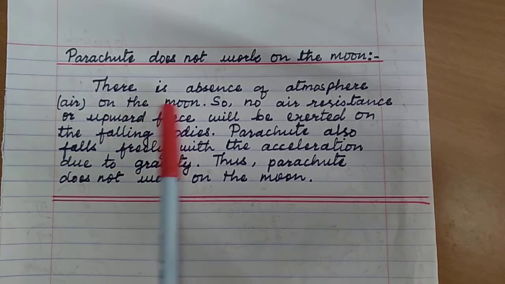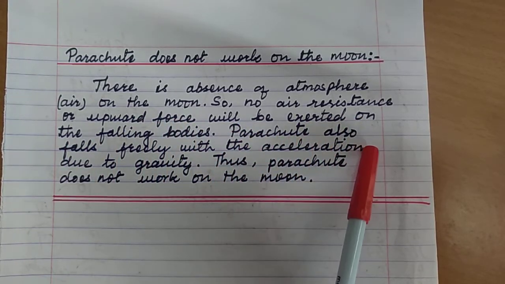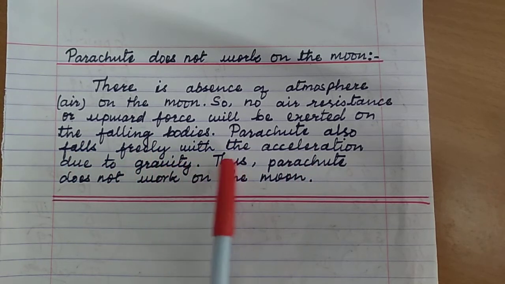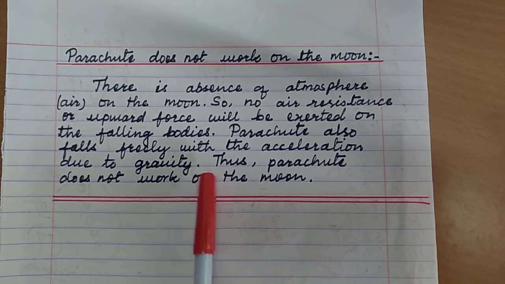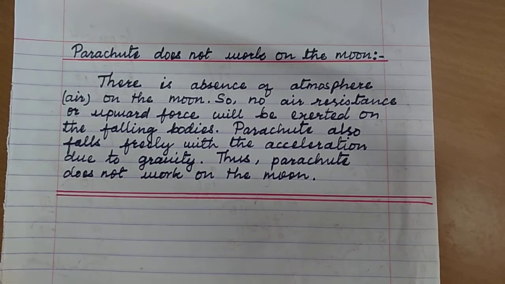So again, there is an absence of atmosphere on the moon, so no air resistance or upward force will be exerted on falling bodies. The parachute also falls freely with the acceleration due to gravity, means with full speed. Thus, a parachute does not work on the moon. With this we finish this part, and we are going to study g equals GM by r squared in the next part.